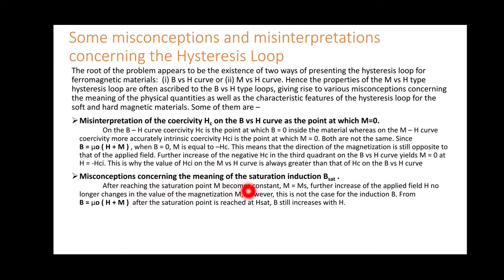However, this is not the case for the induction, because as we see, B equals mu naught times H plus M, where H is the external field and M is the magnetization. So although M has reached saturation and is not changing, H is changing due to the application of the external field. So B is also changing. After the saturation point is reached, B increases with H. So there is no saturation in the B versus H curve.